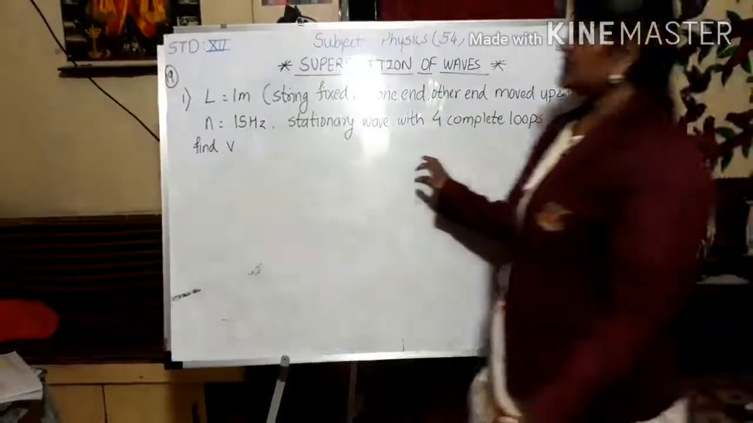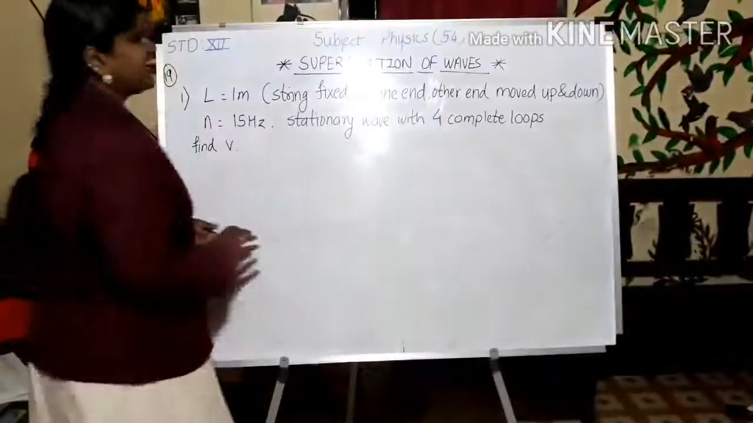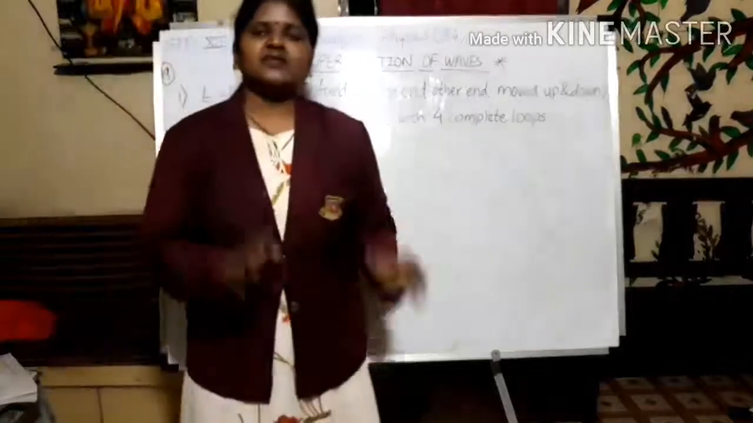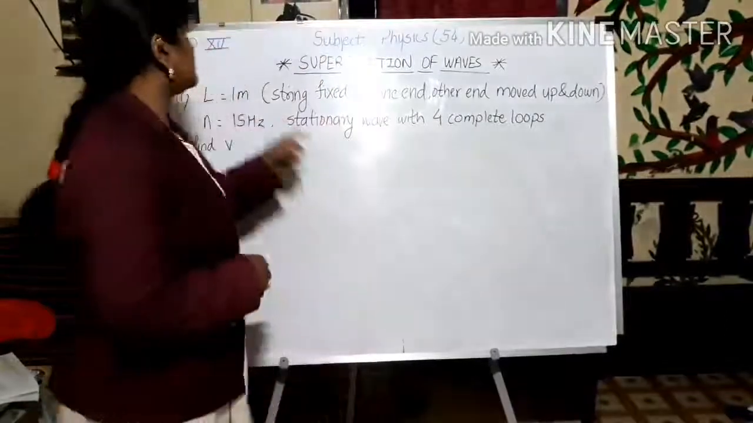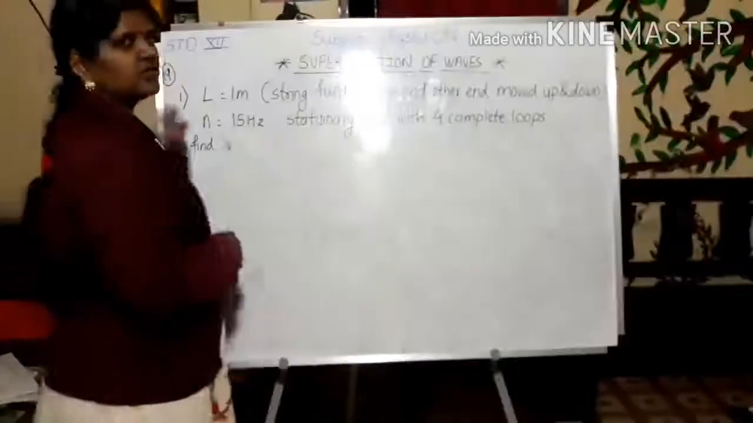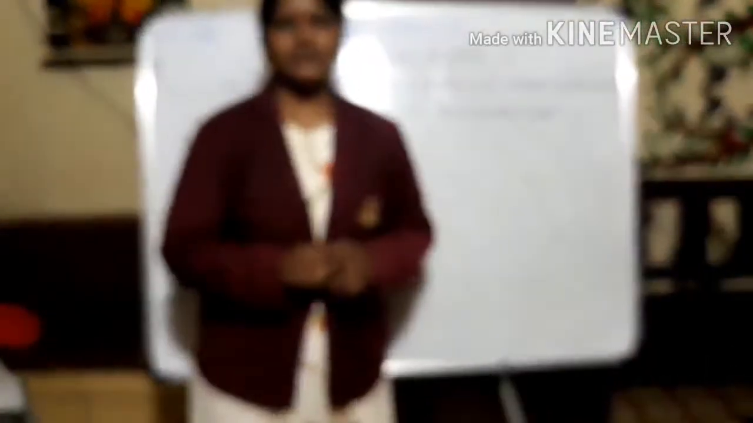So here you can see the numerical on the board. I haven't written the whole numerical. It is from the exercise and it is the 19th example. Okay, we are going to solve the 19th example which is there in your exercise of superposition of waves.